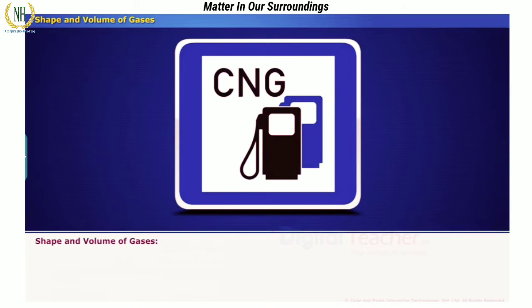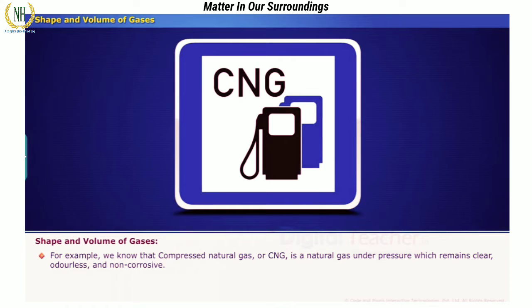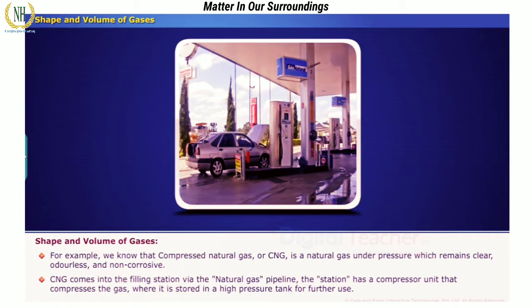Let us know about shape and volume of gases. For example, we know that compressed natural gas or CNG is a natural gas under pressure which remains clear, odorless, and non-corrosive. CNG comes into the filling station via the natural gas pipeline. The station has a compressor unit that compresses the gas where it is stored in a high-pressure tank for further use.